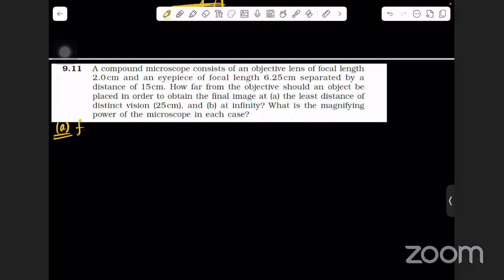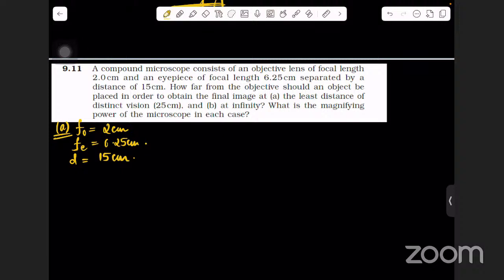Focal length of the objective is given as 2 centimeters. Focal length of the eyepiece is given as 6.25 centimeters. And the distance between the two lenses is given as 15 centimeters.